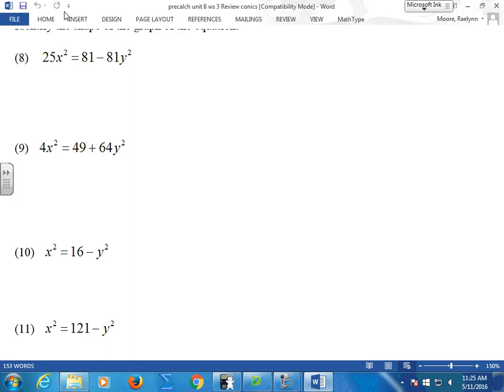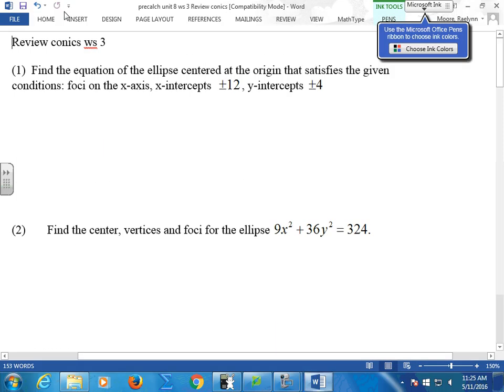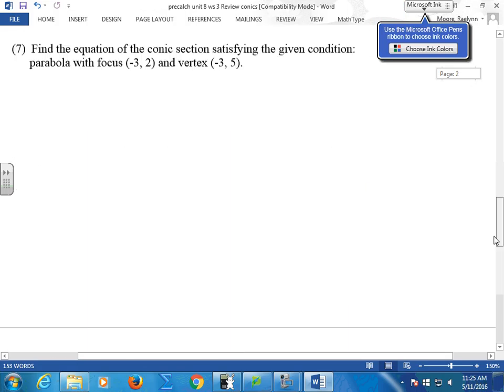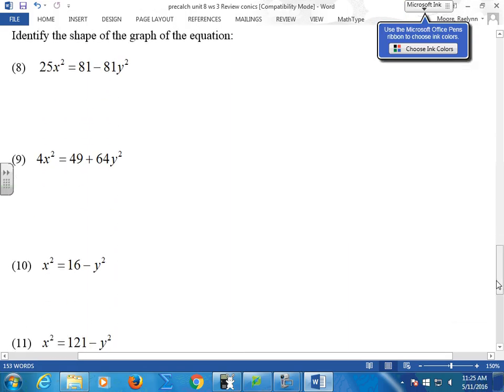Alright, so let's see how we can identify this. So, first thing, what do you notice? How many squares do we have? 2. So, can this be a parabola? No. Can't be a parabola, because a parabola only has one. So, it's either going to be the equation of an ellipse, the equation of a circle, or the equation of a hyperbola.